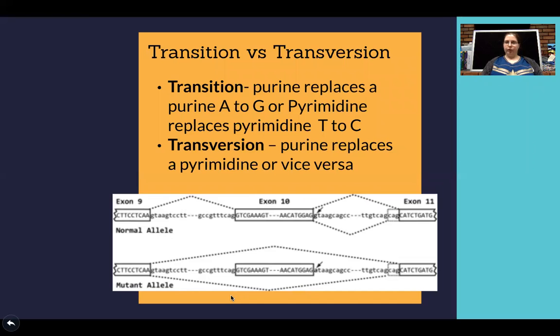Transversion is when you are switching unlike bases. So you're starting off with a purine and replacing it with a pyrimidine. So maybe you're starting off with adenine and replacing it with thymine or cytosine, or guanine, replacing it with thymine or cytosine, or vice versa. So you can also start off with a pyrimidine, thymine, and replace it with a purine like adenine or guanine. So transition, like for like, purine for purine, pyrimidine for pyrimidine. Transversion, different. Purine for pyrimidine or vice versa.